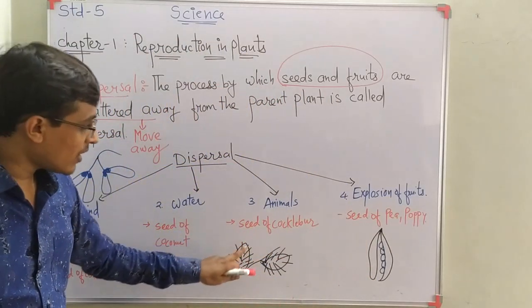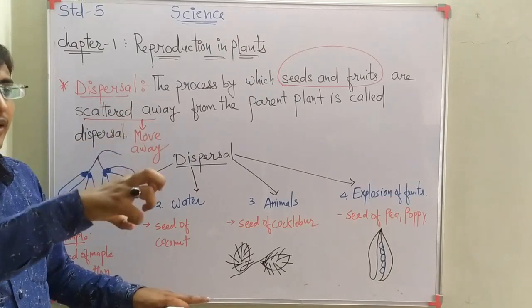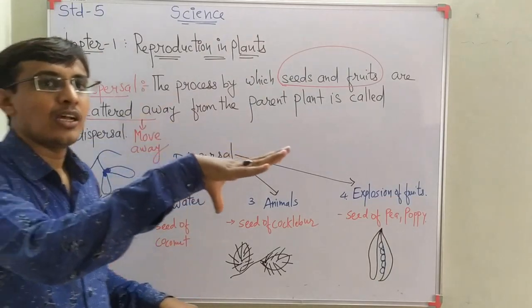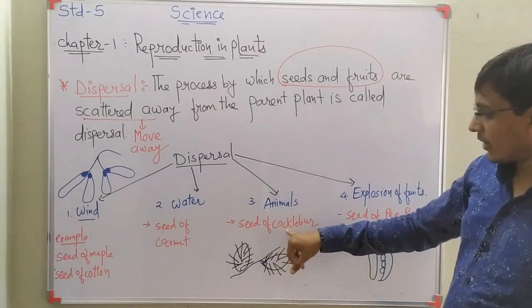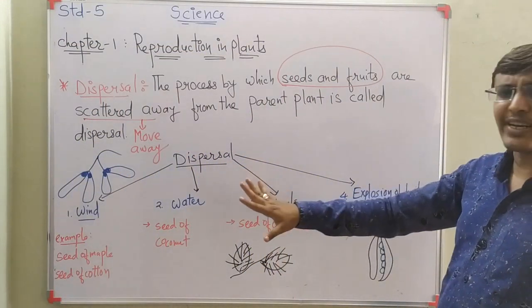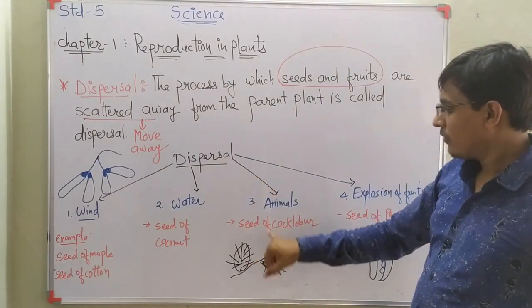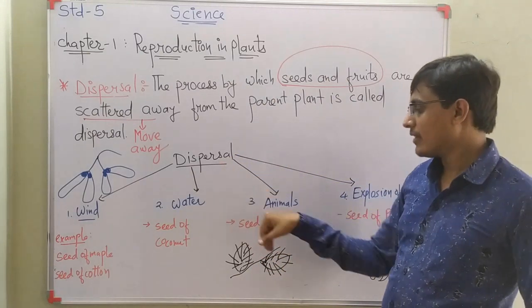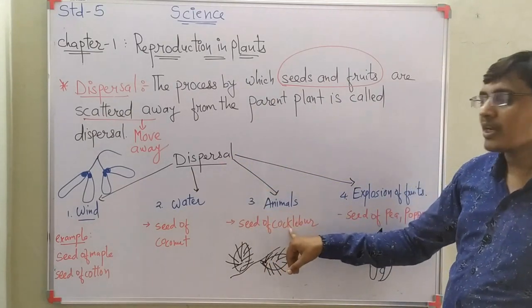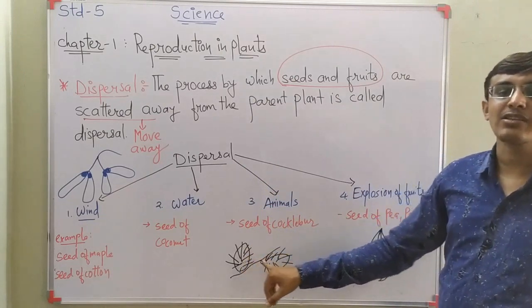Okay, so when the animal comes in contact with that seed, what happens? The seed gets hung on it. Okay, they stick. What happened? It sticks. Then they get carried along with the animals. Okay, this is also called dispersal by the animal. Which seed? Cocklebur. Cocklebur is a seed which has spike or hook-like structure.